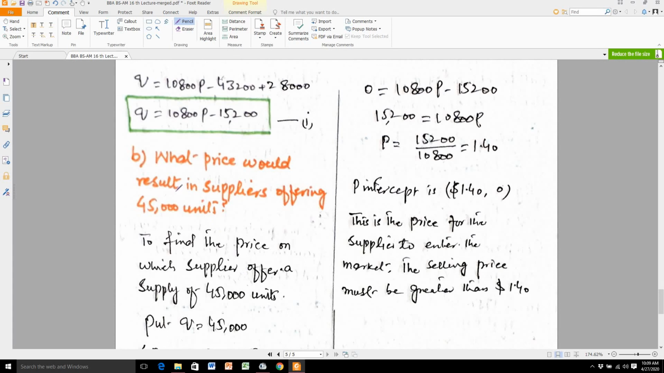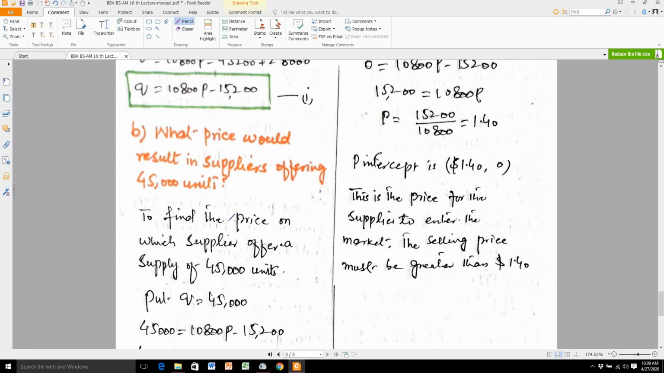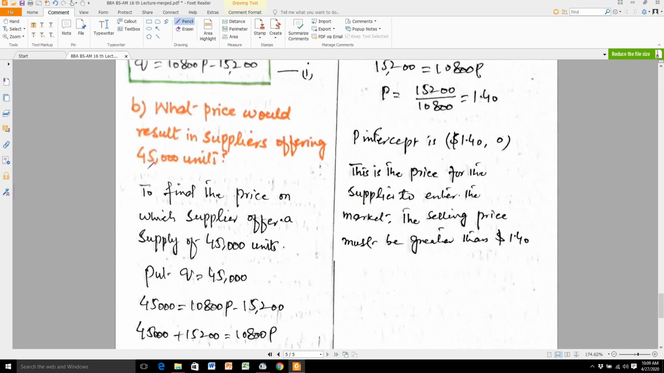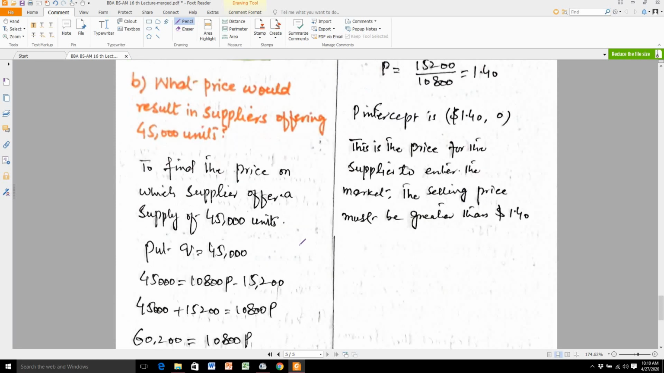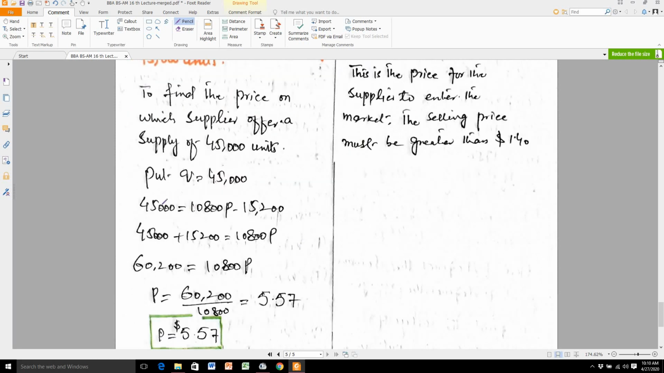What price would result in the supplier offering 45,000 units? Now you find the price at which a supplier offers 45,000 units. To find it, you substitute Q is equal to 45,000. You write here 45,000 is equal to 10,800 P minus 15,200. I take this 15,200 towards the left, it becomes positive.